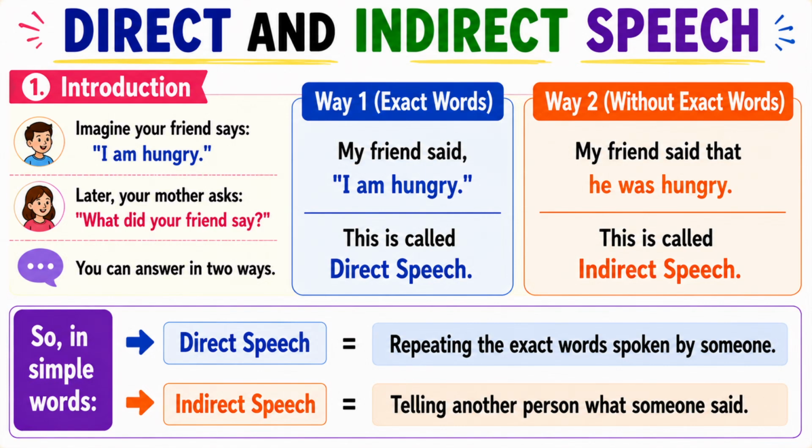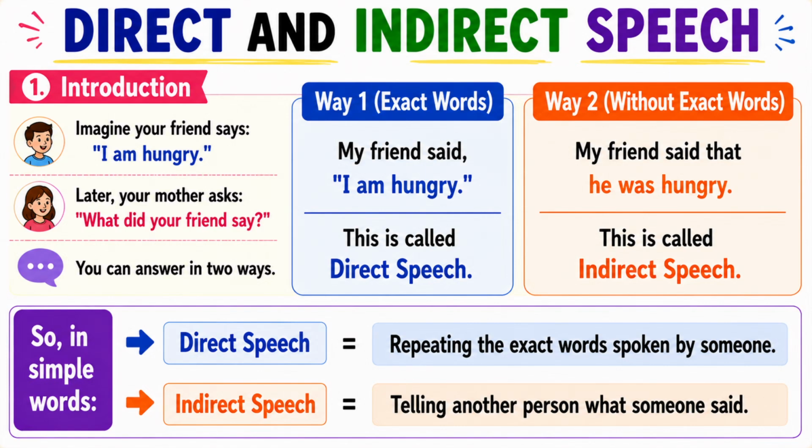First, let us understand what direct and indirect speech mean. Imagine your friend says, "I am hungry." Later, your mother asks, "What did your friend say?" You can answer in two ways. Way 1. My friend said, "I am hungry."